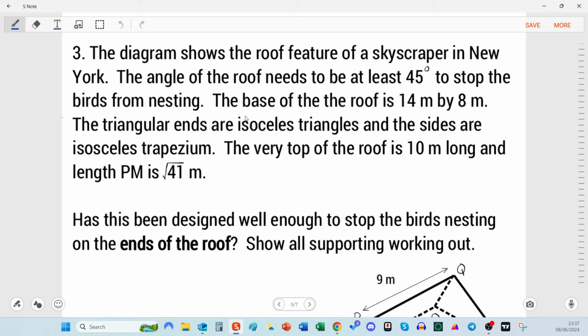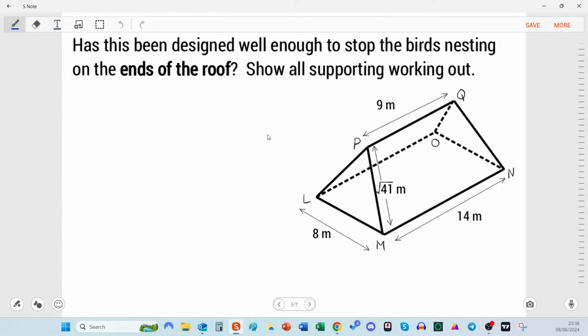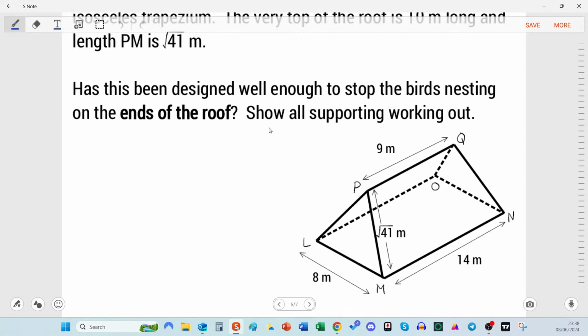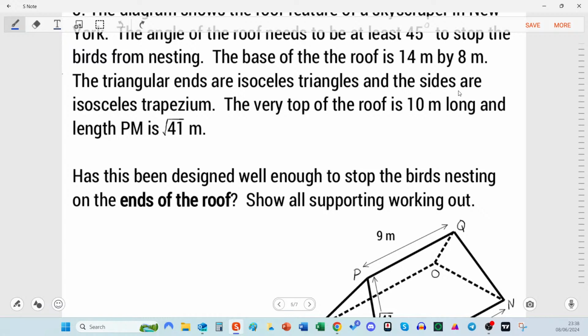The diagram shows the roof feature of a skyscraper in New York. The angle of the roof needs to be at least 45 degrees to stop those darn birds from nesting. The base of the roof is 14 meters by 8. That's on the diagram. The triangular ends are isosceles triangles. Okay, so this would be the triangular ends. They're isosceles, which means that length is the same as that length. I don't know if that's useful at this point, but it's true.